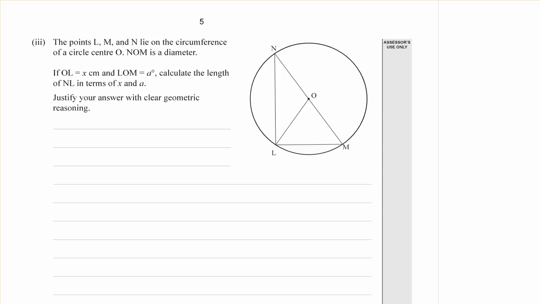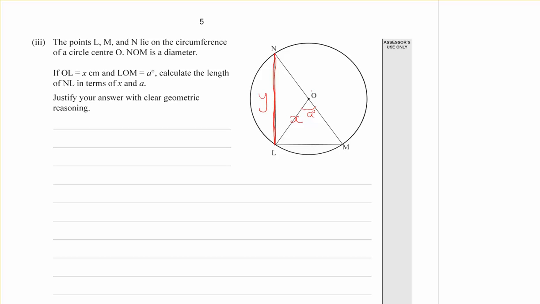Right, part 3. We're told some information over here. OL is x centimetres, LOM is A degrees. Calculate the length of NL in terms of x and a. We'll call this y. That's what we're looking for.